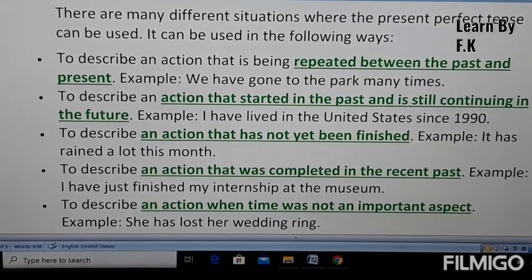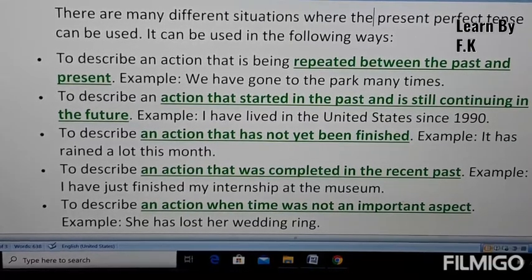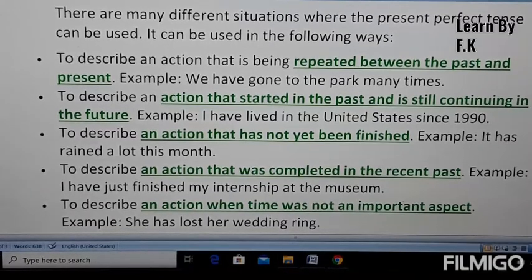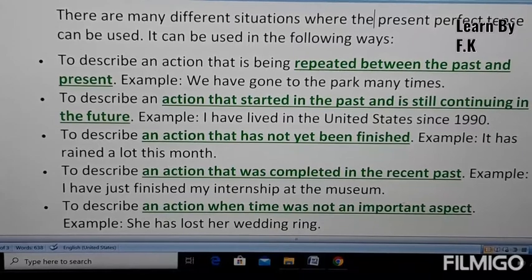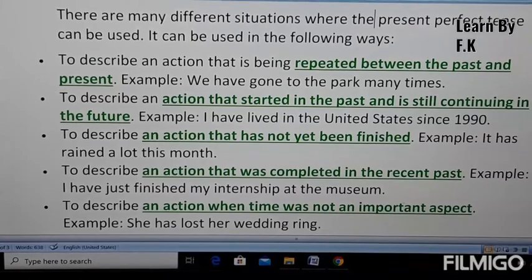To describe an action that has not yet been finished. Example, it has rained a lot this month. It means the action which has happened here is raining. That rain was happening in this month a lot, and this action is not completed yet. It might rain again in this month. So this action is repeating.